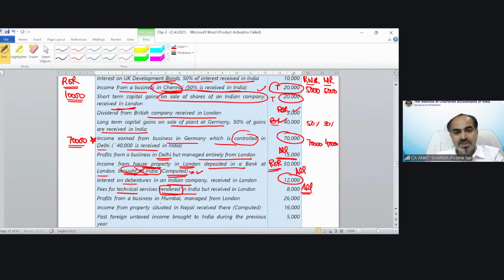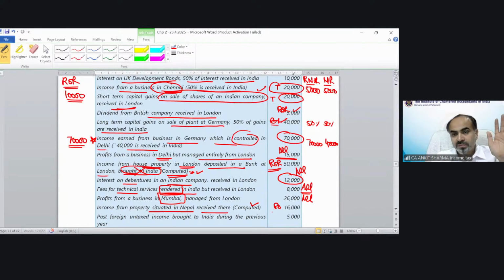Profit from a business in Mumbai. Again, business is in Mumbai. Taxable for all. Income from property situated in Nepal and received there. Again, what is it? Computed. Property in Nepal received there. So only taxable in case of ROR.